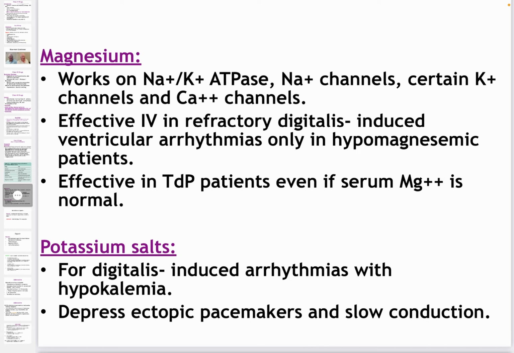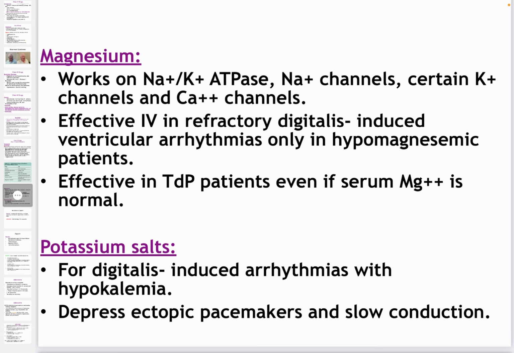It is effective IV in refractory digitalis-induced arrhythmia. What do I mean by that? Digoxin or digitalis can induce arrhythmia. If it did not respond to other treatments, we can go ahead and try magnesium. We give it IV in the emergency setting.